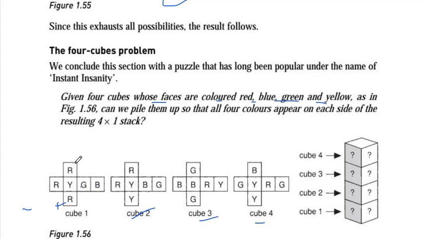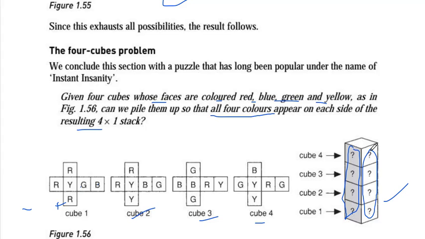So now we have to pile them up like this so that all 4 colors appear on each side of the resulting 4 by 1 stack. Okay, all the colors appear on each side. So if this is the front side, all the 4 colors have to be available, and this is the left side, all the 4 colors are available in this, and the back side also and right side also.